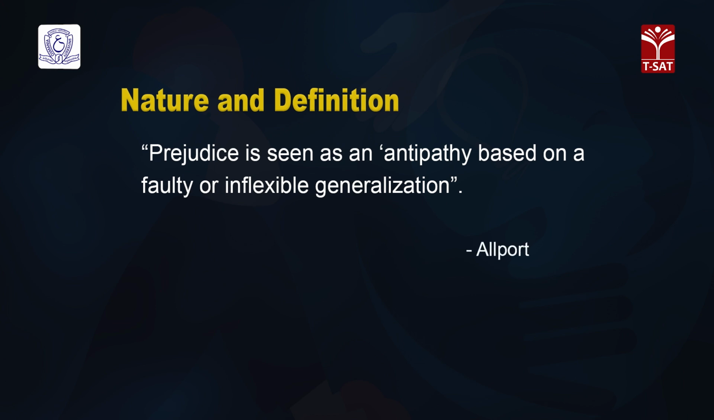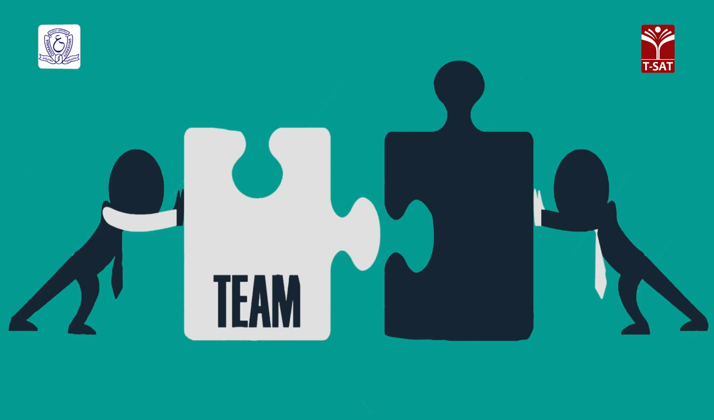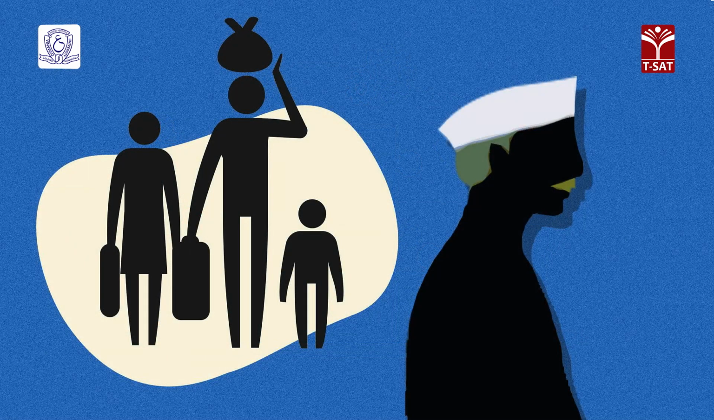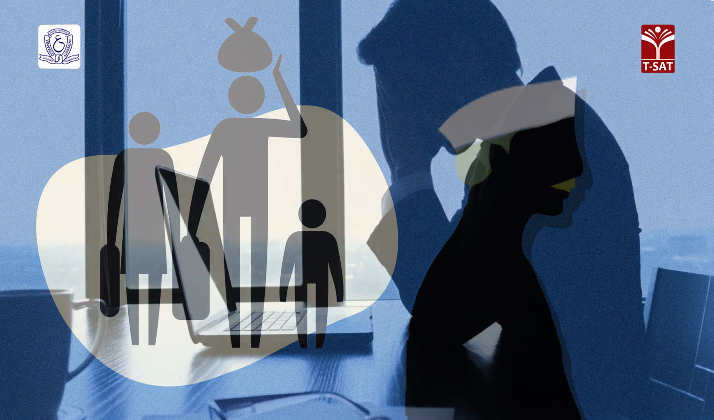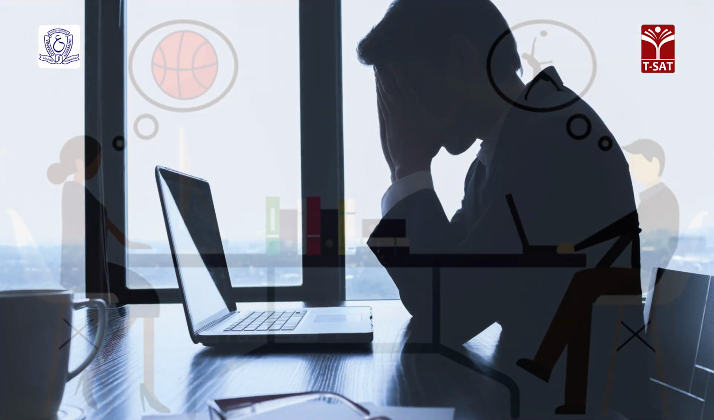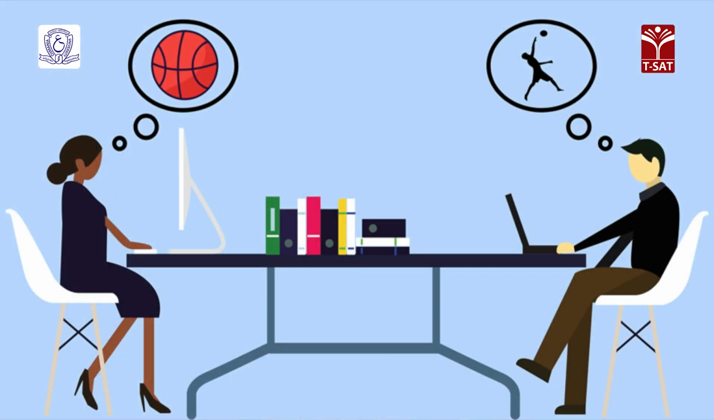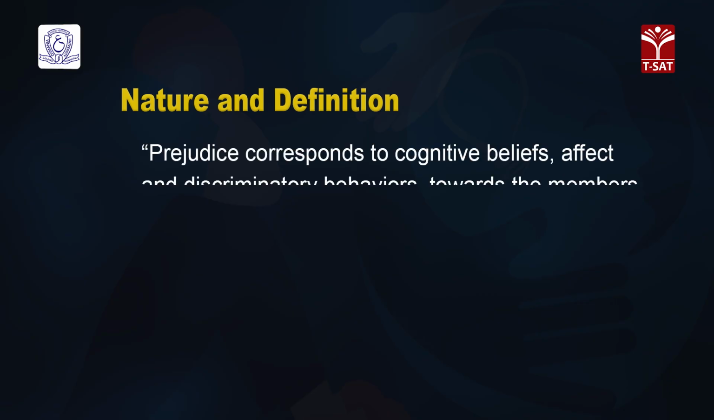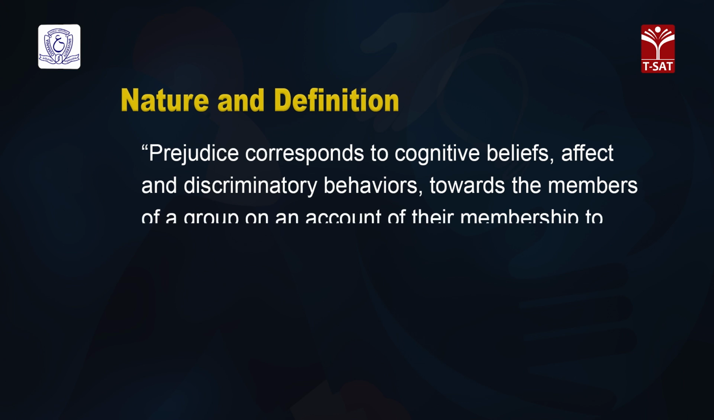or inflexible generalization. He argued that two elements must constitute the definition of prejudice. One, being the attitude of favor or disfavor, and the other being an overgeneralized erroneous belief. And Lyons in the year 2001 says prejudice corresponds to cognitive beliefs, affect and discriminatory behaviors towards the members of a group on account of their membership to the group.